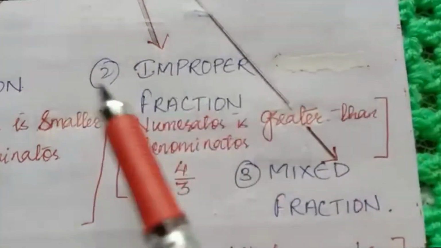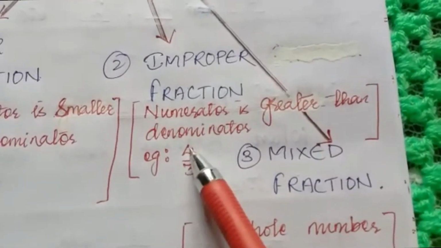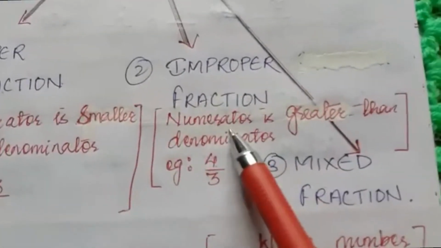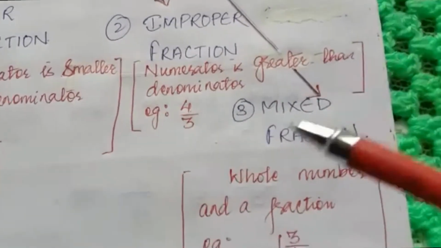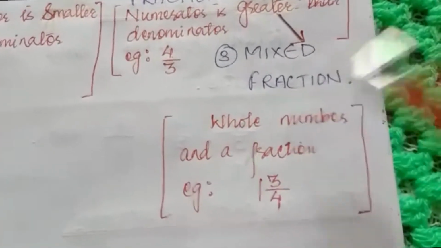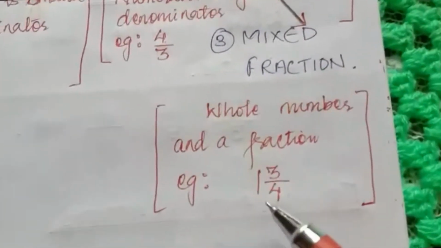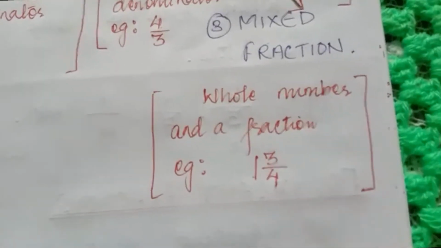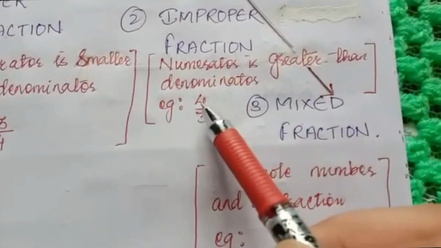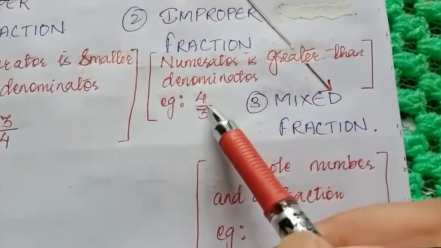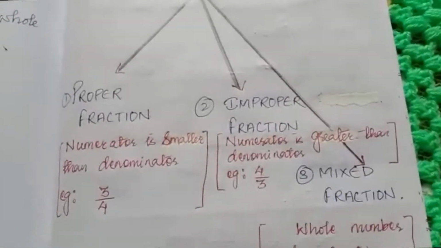Next is improper fraction. In improper fraction, numerator is greater than denominator. This is opposite of proper fraction. Here numerator will be greater than denominator. Example 4 by 3. And third one is mixed fraction. Mixed fraction means whole number and a fraction. So when you write whole number and fraction together, this type of fraction is called mixed fraction. So when your answer is in improper fraction, we will convert that fraction into mixed fraction. Okay, so these are 3 basic types of fraction.